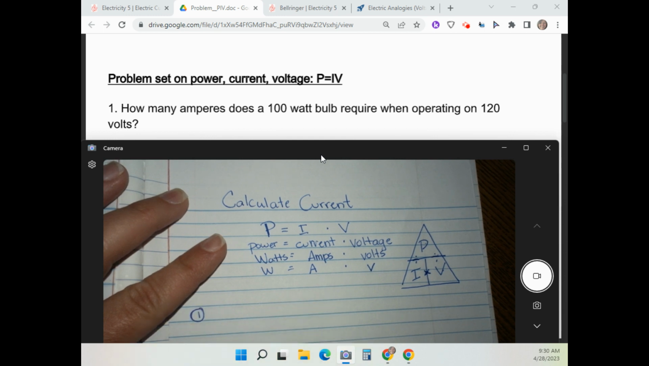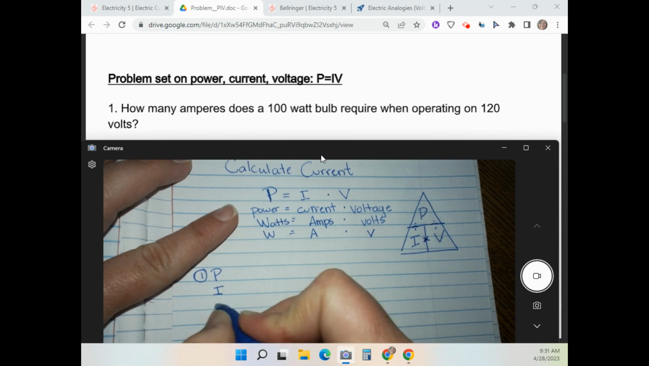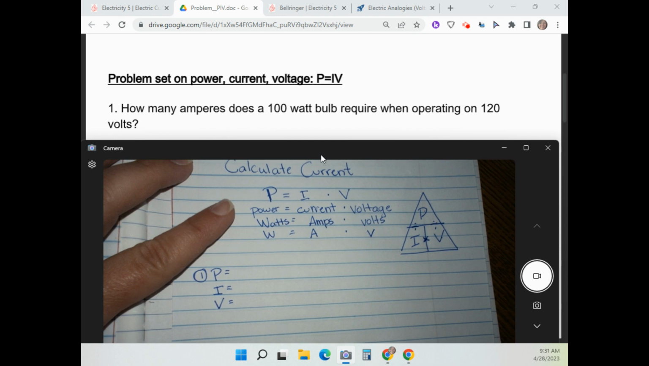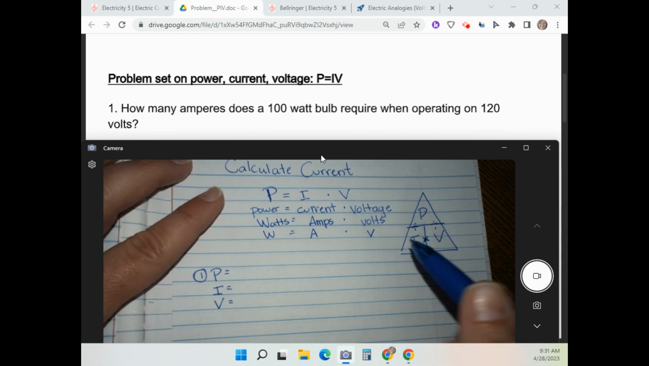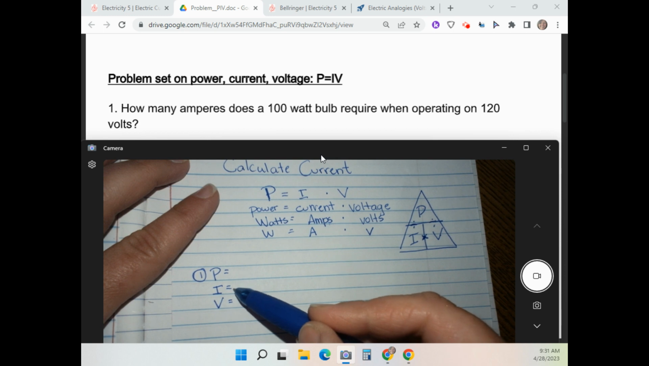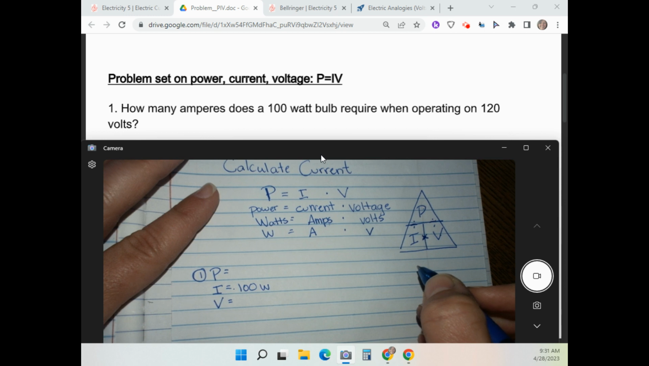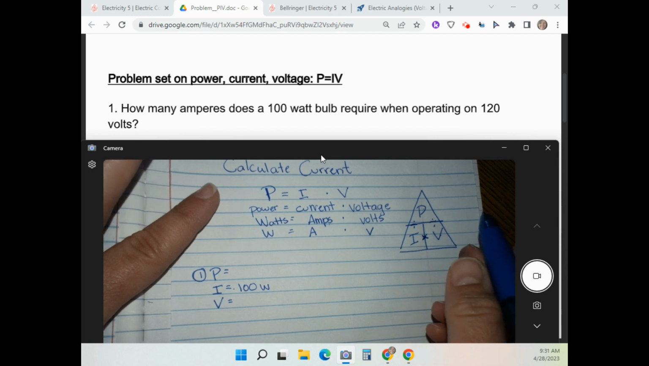Number one, I always like to write my variables. It helps me keep everything organized, especially when we start doing the word problems that go along with them. But how many amperes does a 100-watt bulb require when operating on 120 volts? Okay, so our question words right there at the beginning. How many amperes? Well, what part of our problem is amps? That's current, so that's going to be the I.